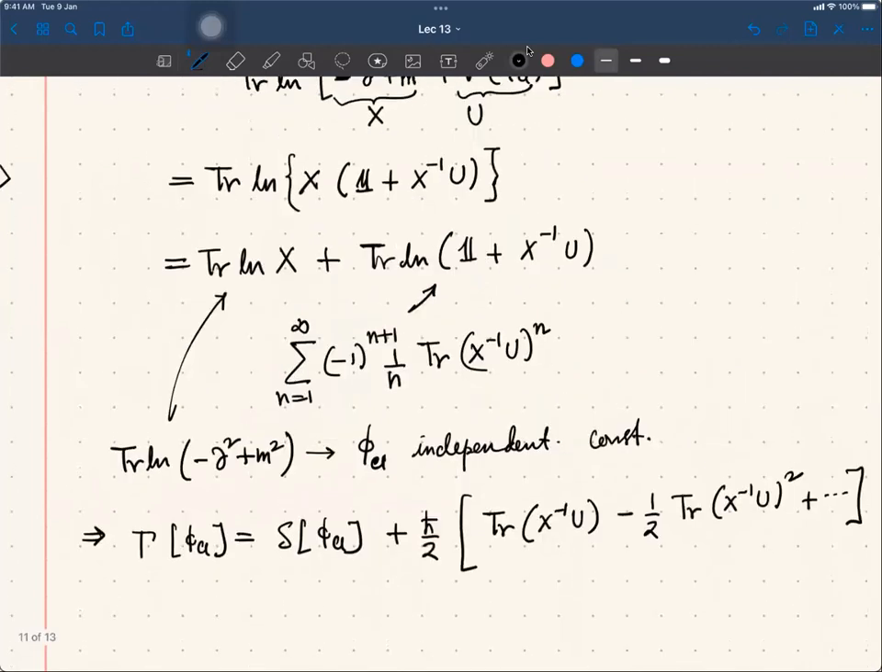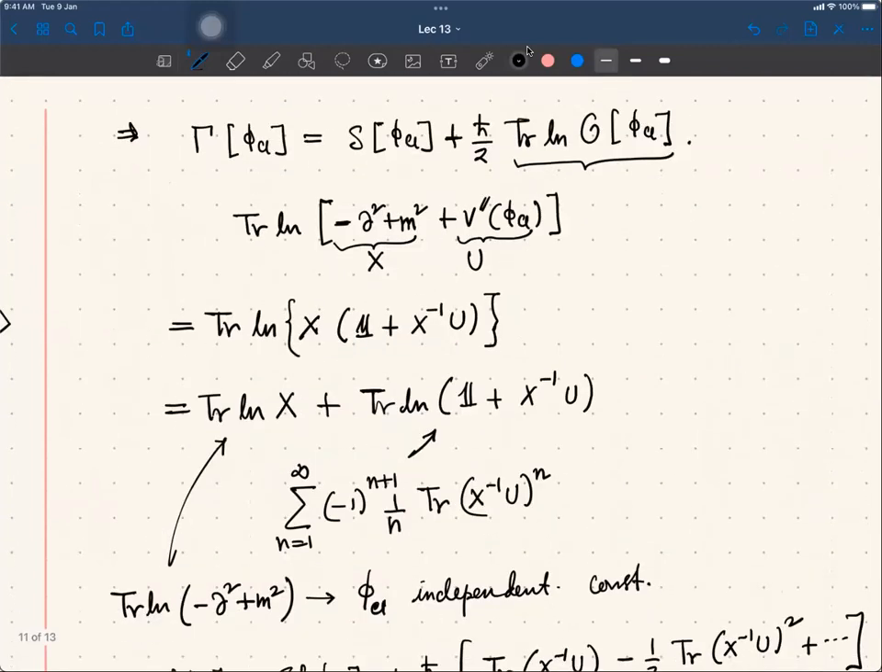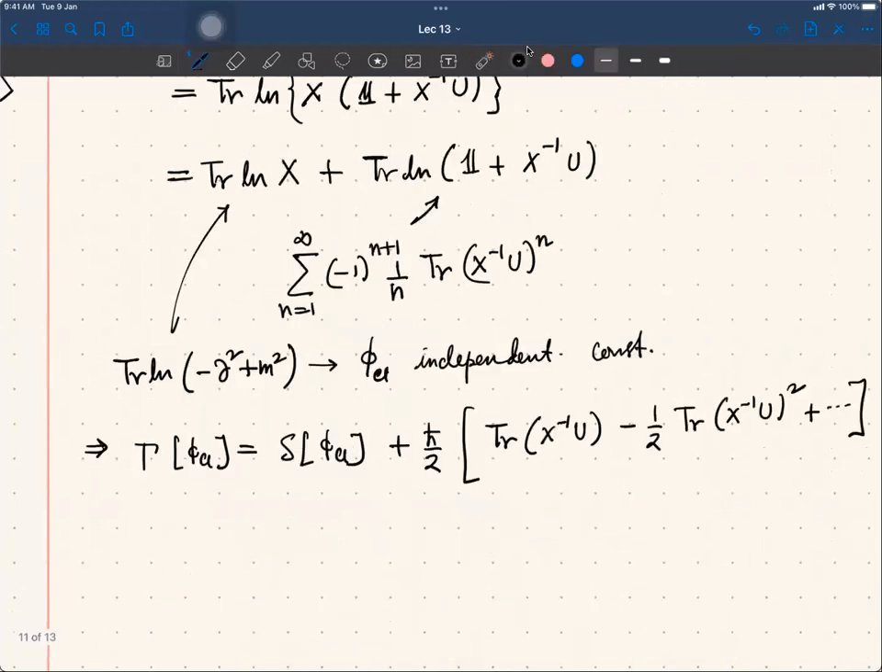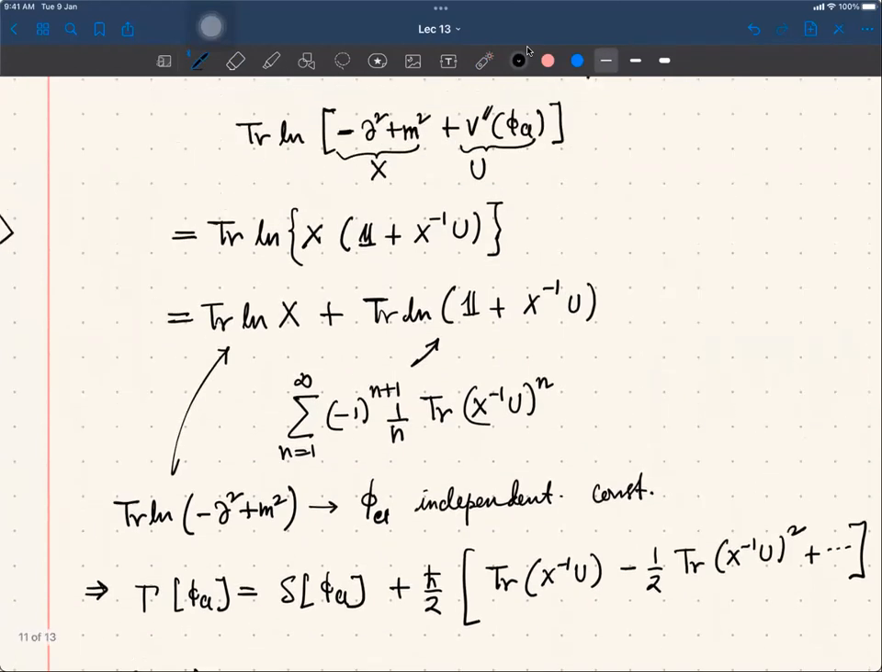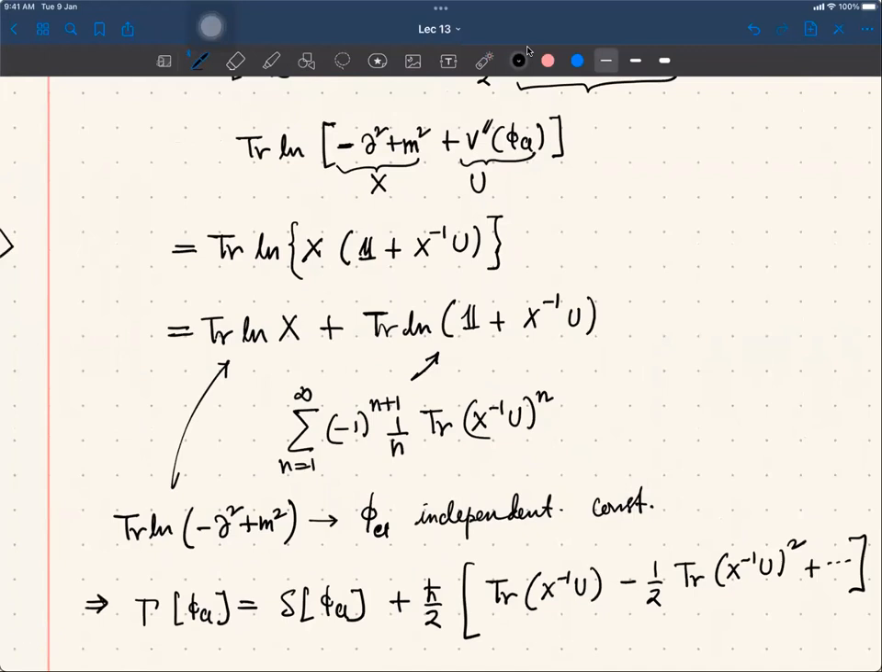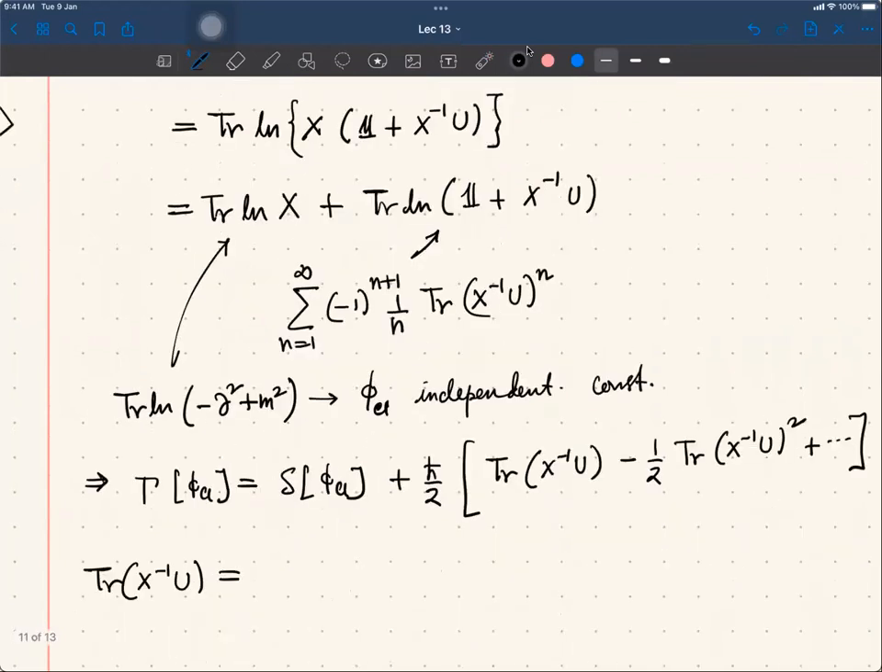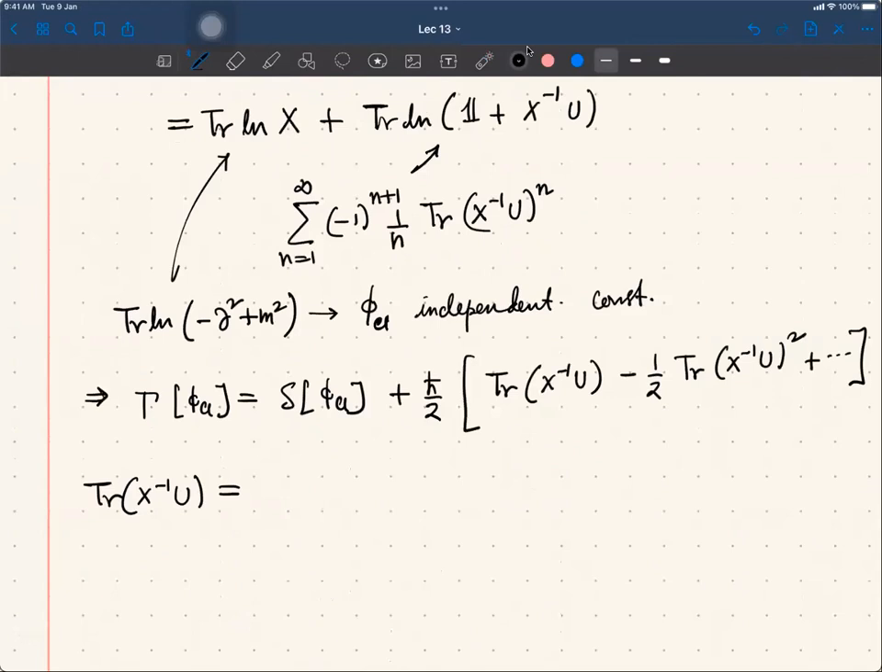Now let us look at these two terms in terms of these operators. Let me write it separately. Trace of X inverse U is what? What is X? X is the differential operator minus del squared plus m squared, and X inverse must be a Green's function. This is a Green's function, and let me define it here.